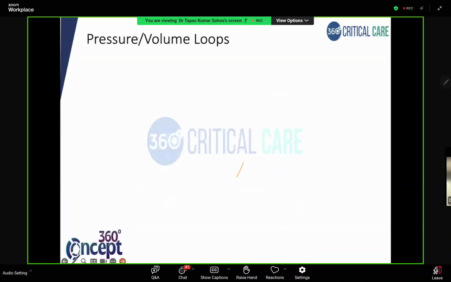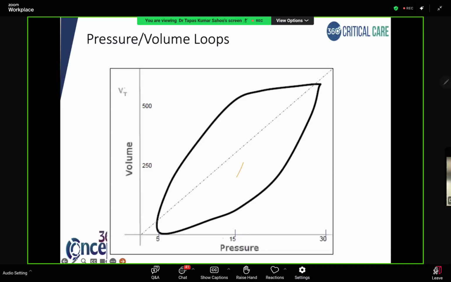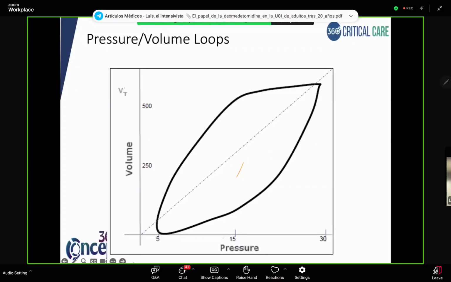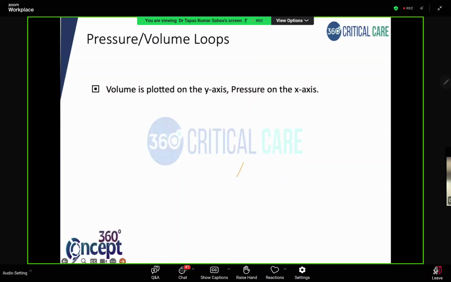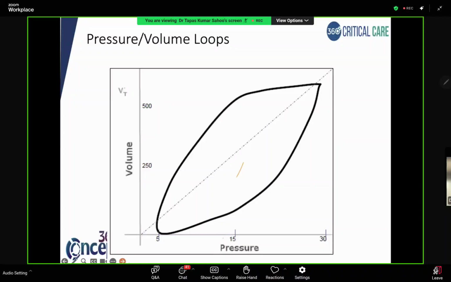Now, coming to the loops, the first loop is the pressure-volume loop. I have shown you the diagram of the pressure-volume loop, and the examiner may expect you to draw it in your exam. So just remember: volume is on the y-axis and pressure is on the x-axis. The inspiratory curve is upward, the expiratory curve is downward. I have already told you. Clear?